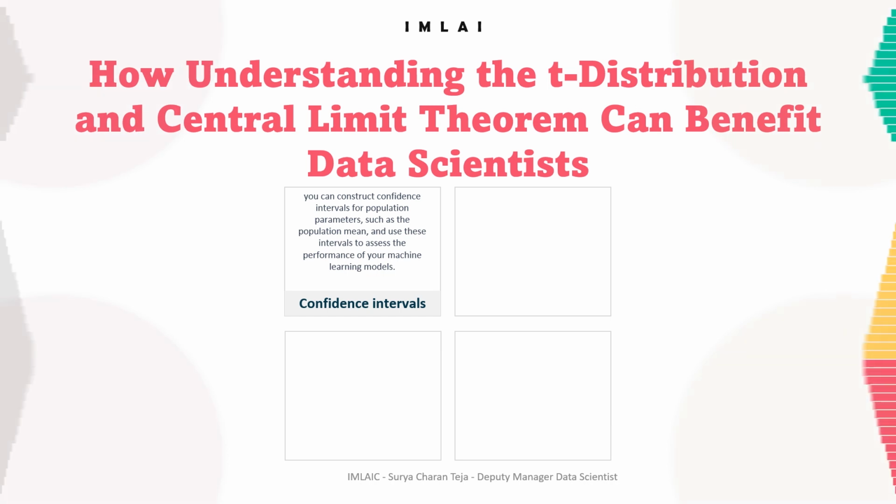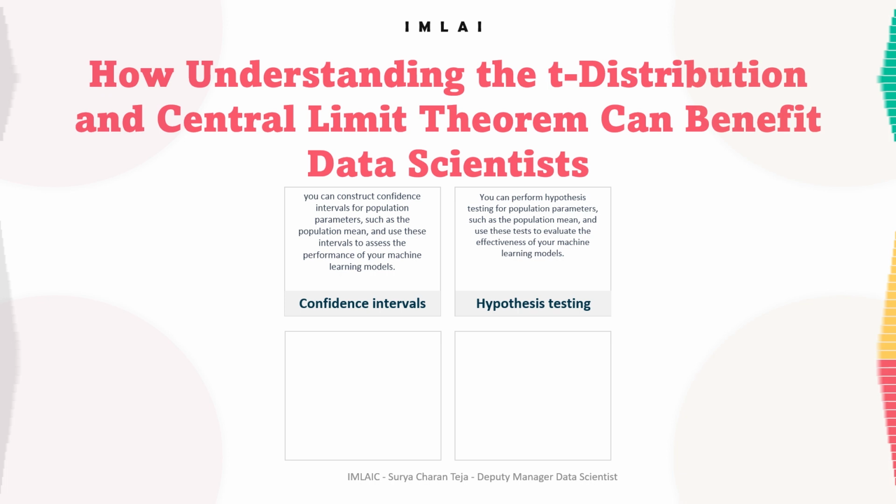And hypothesis testing, this is very important for a data scientist. Hypothesis testing is used to assess whether the observed differences in data are statistically significant or just due to chance. By understanding the t distribution and the central limit theorem, you can perform hypothesis testing for population parameters such as the population mean and use these tests to evaluate the effectiveness of your machine learning models.